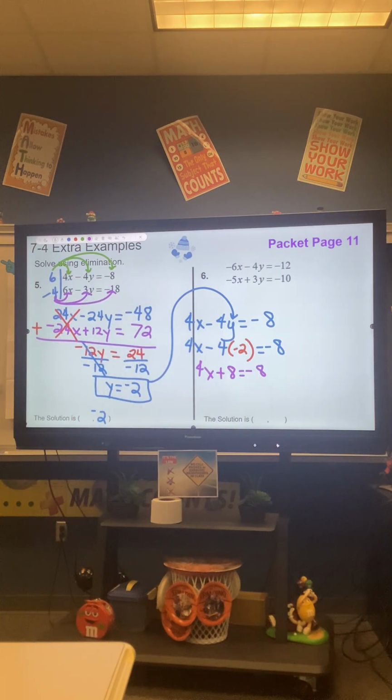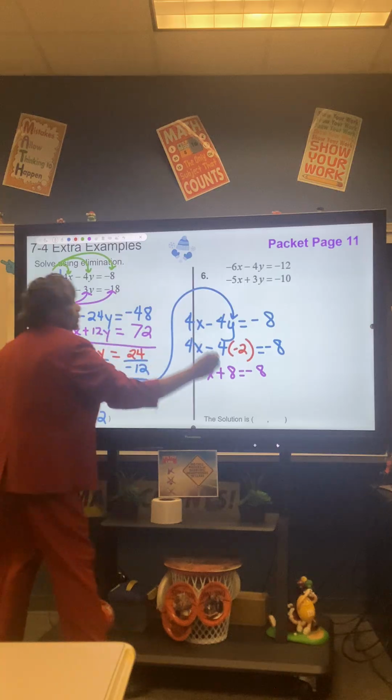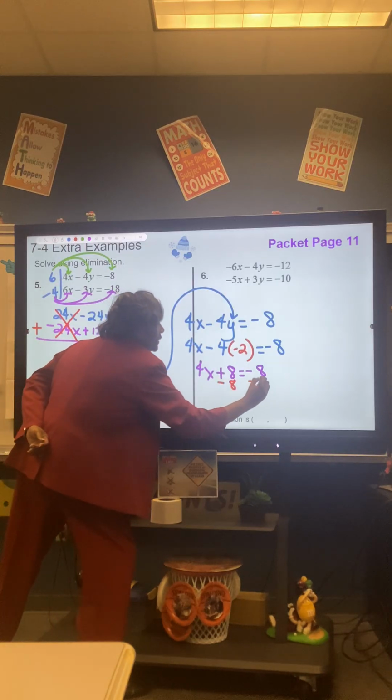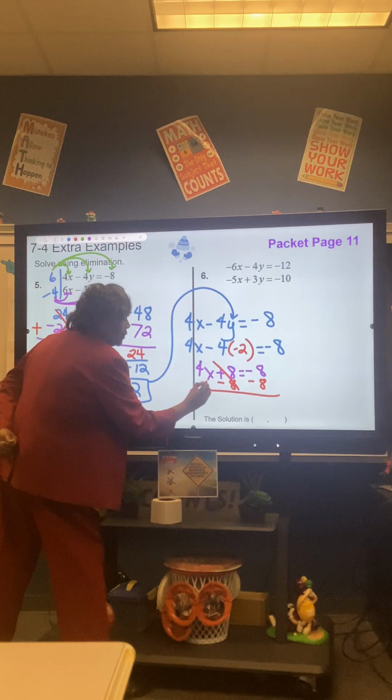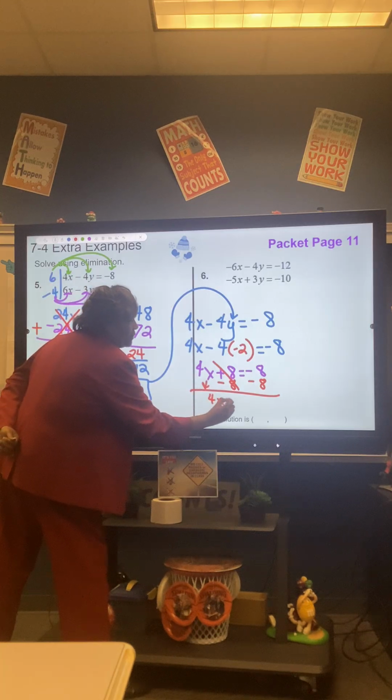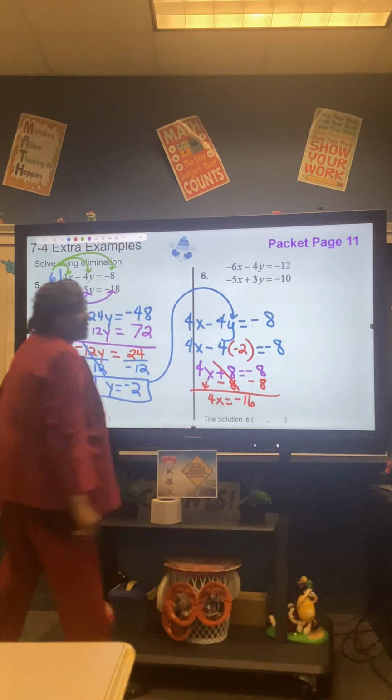You gotta get the first step right. Okay, now we want to move the positive 8 over to the negative 8. Not the negative 8 to the positive 8. You want the variable on one side, you want your numbers on the other side. Okay? Negative 8, negative 8. Create that 0 pair again. Bring down 4x. 4x is equal to a negative 16.